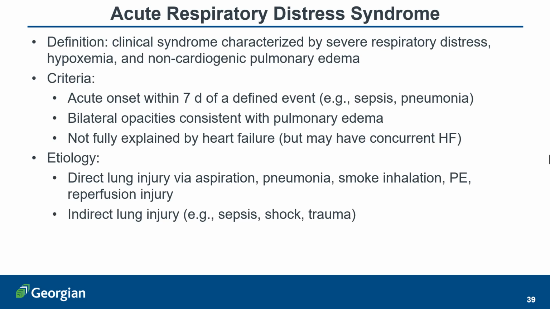Moving along to acute respiratory distress syndrome, or ARDS. ARDS is a clinical syndrome characterized by severe respiratory distress, hypoxemia, and non-cardiogenic pulmonary edema. So it has to have those features of, yes, respiratory distress, hypoxemia, and non-cardiogenic pulmonary edema. So the criteria is an acute onset within about a week of a defined event, such as sepsis or severe pneumonia. In ARDS, the chest X-ray should show bilateral opacities that are consistent with pulmonary edema. Without pulmonary edema, it cannot be characterized as ARDS.